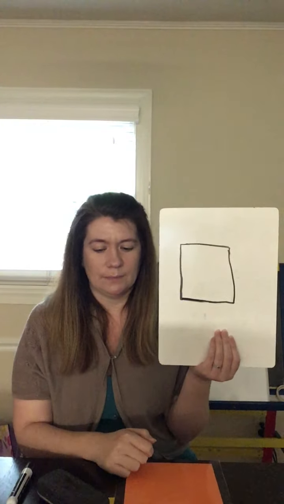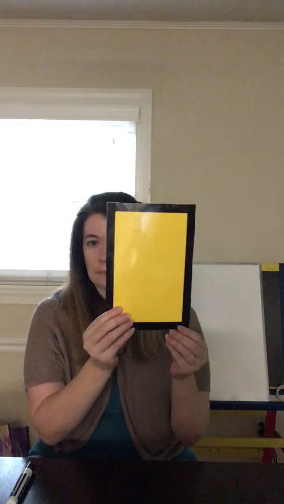Okay, let's do our next shape. For our 3rd shape, this shape is also a shape with 4 sides, but what makes it different is that 2 sides are long and 2 sides are short. So let's think about that. What other shape do we know with 4 sides that's not a square? It has 2 long sides and 2 short sides. You're right, it's a rectangle.